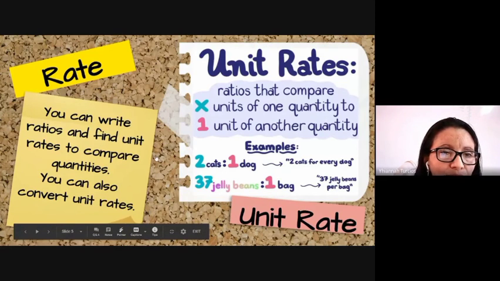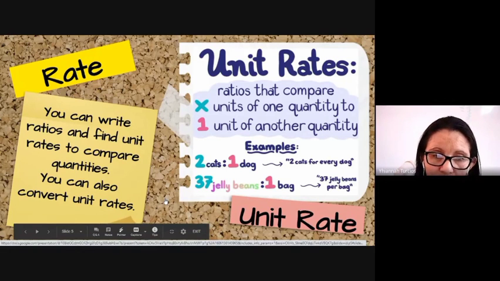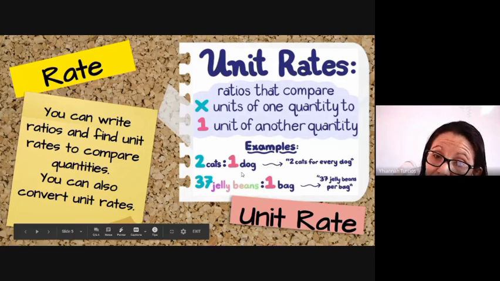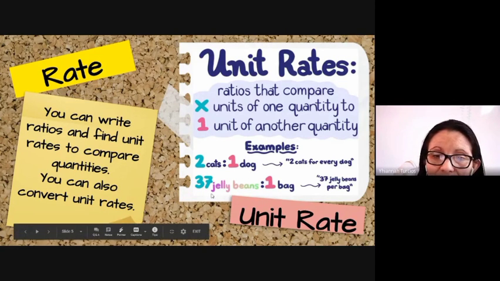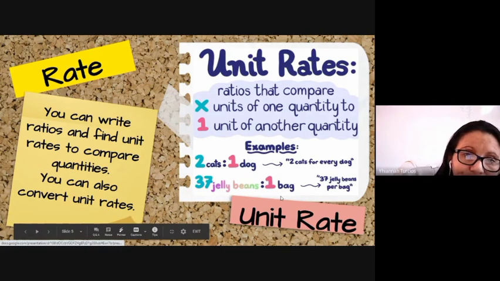Here we have a review of rate. You can write ratios and find unit rates to compare quantities, okay? You can also convert them into unit rates, just like the way we just did. A unit rate will always have a 1 as a denominator. In this case, we're saying 2 cats for every dog. In this case, there are 37 jelly beans for every bag, okay?